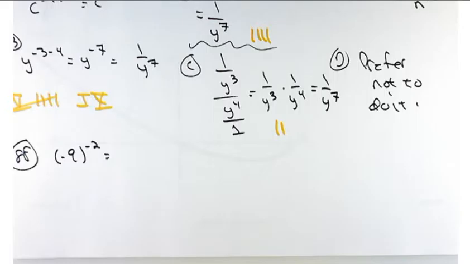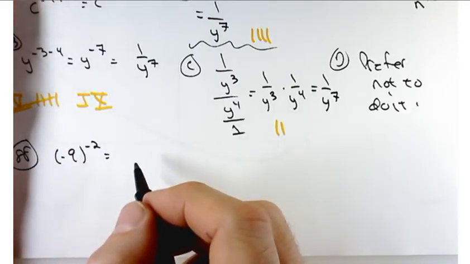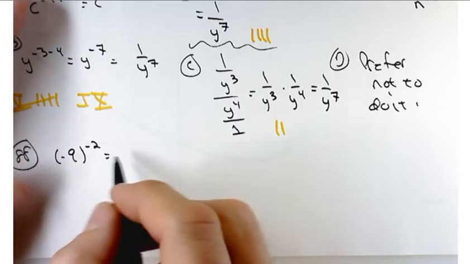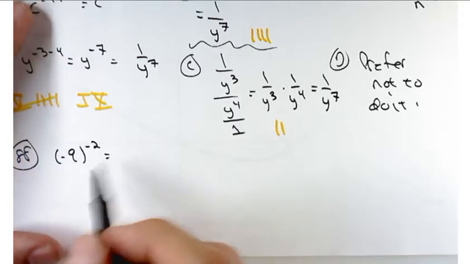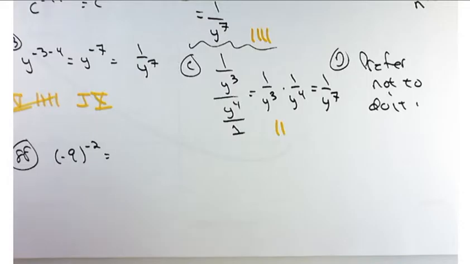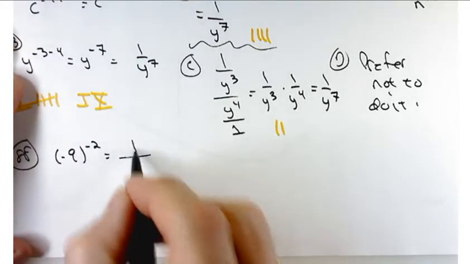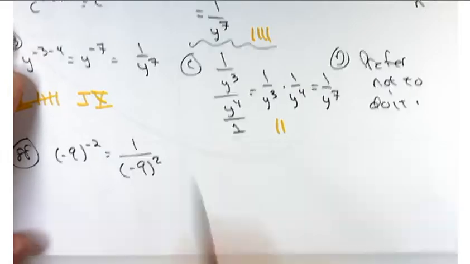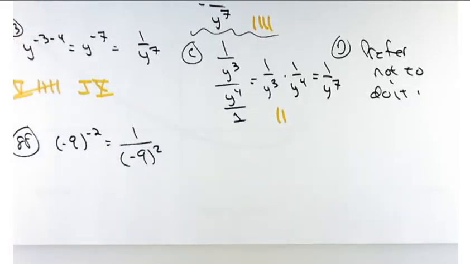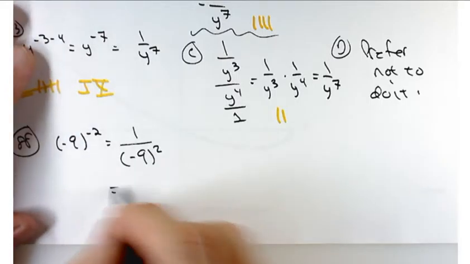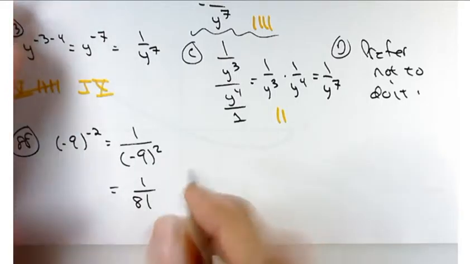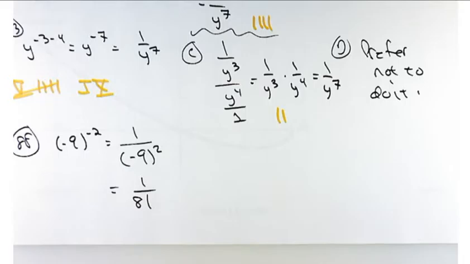Let's try problem number 88 and do it first together, and then I'll let you do a couple. What's the base of this? Is it negative 9 or just 9? Negative 9. So the whole thing, negative 9, is going to come into the denominator as something squared. And when I square that out, I get 1 over 81.